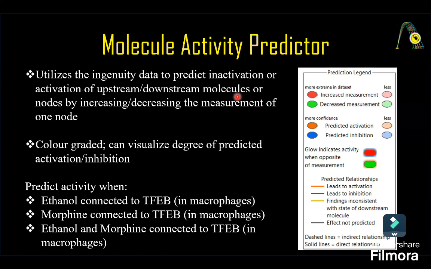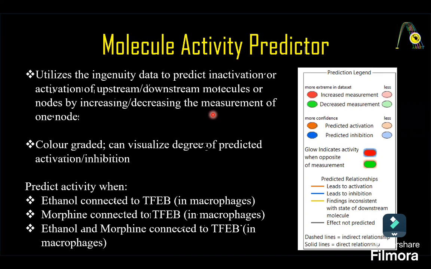And using that publication data, what you can do in your pathway is, hypothetically, for a certain molecule, say morphine as an example, if you were to increase the measurements of morphine, or decrease the measurements of morphine, what effect will that have on the pathway? That's basically what you're able to do with the molecule activity predictor, and it utilizes the ingenuity data, the data that IPA has from its publications, to make those predictions.